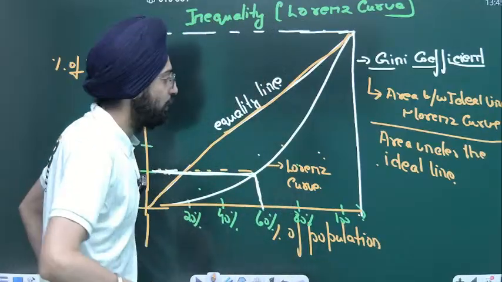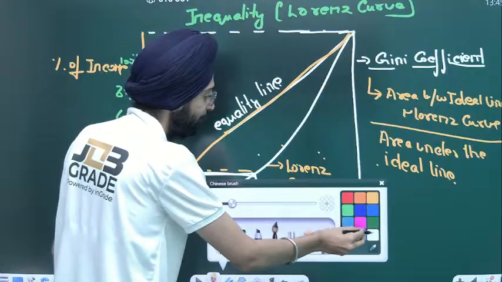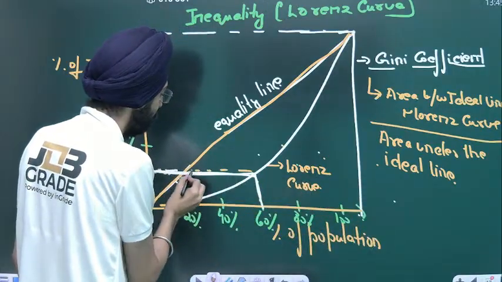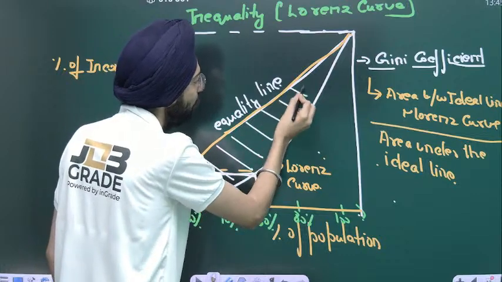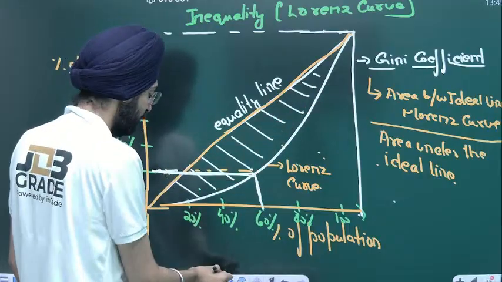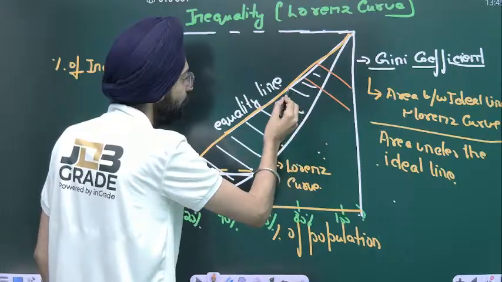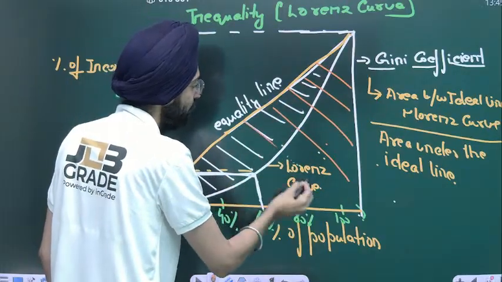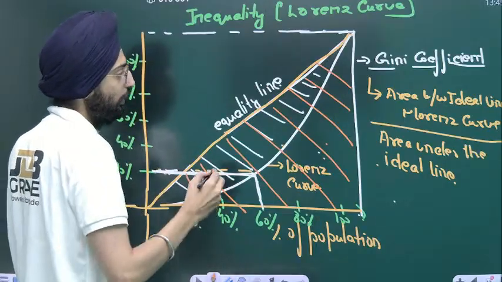So in this case, what's the area between the ideal line and the Lorenz curve? That's the area. This is the area between the ideal line and the Lorenz curve. And what's the area under the ideal line? All this stuff, all that stuff. Let me use a different color, this stuff with the orange pen. This is the complete area under the ideal line.